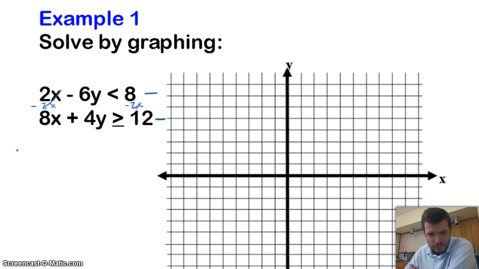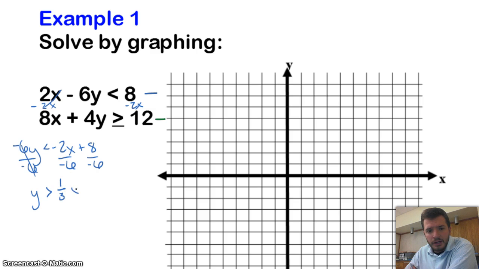So I'll rewrite it down here. It'll be -6y is less than -2x plus 8. And then we'll divide by -6. So y is greater than, -2 over -6 is going to become positive 1 over 3x minus, and then 8 over -6 is going to become -4 over 3, or -1.3 repeating.